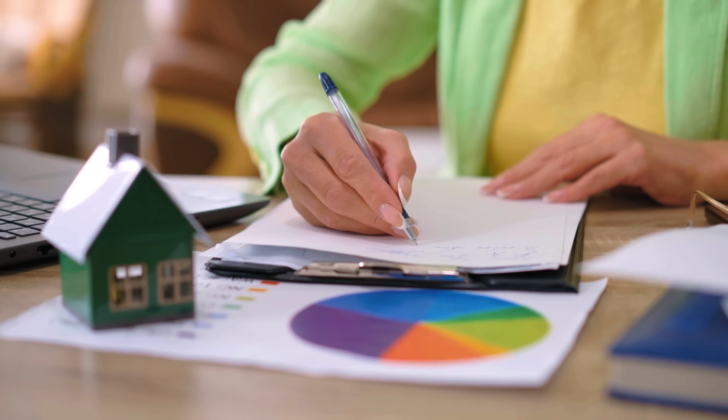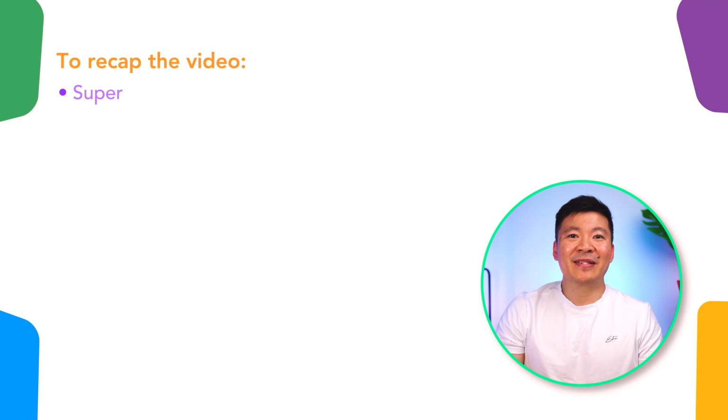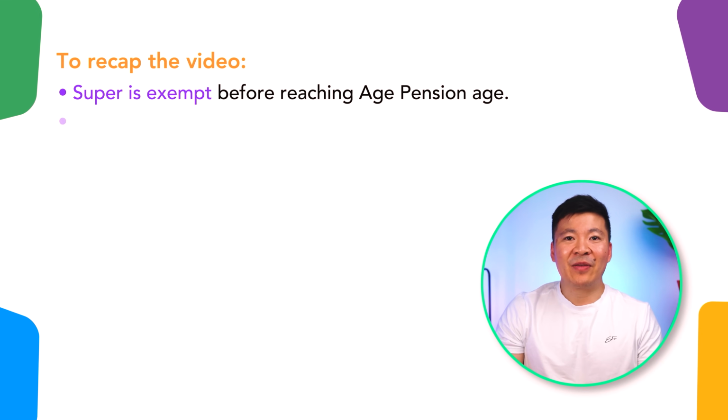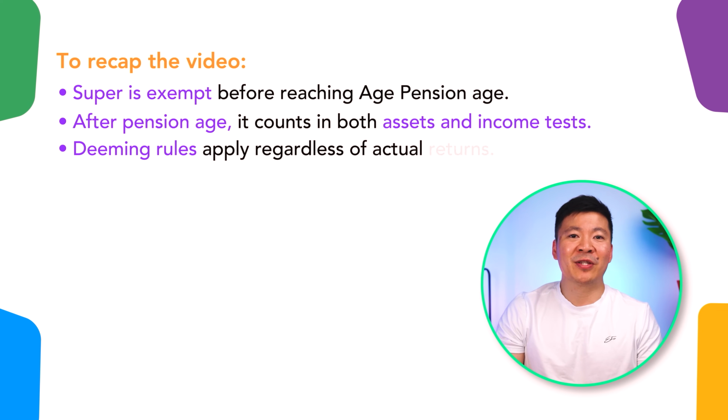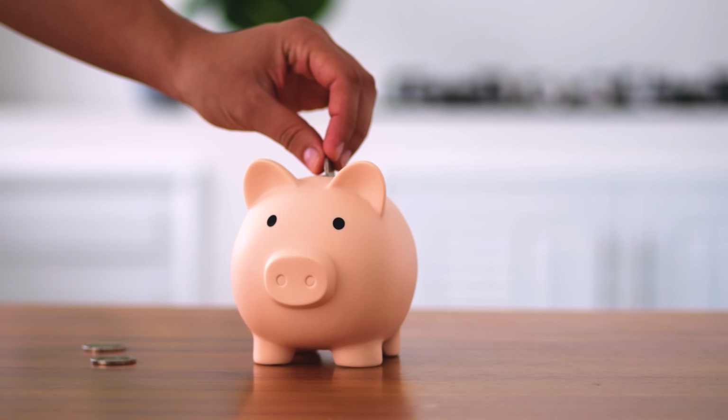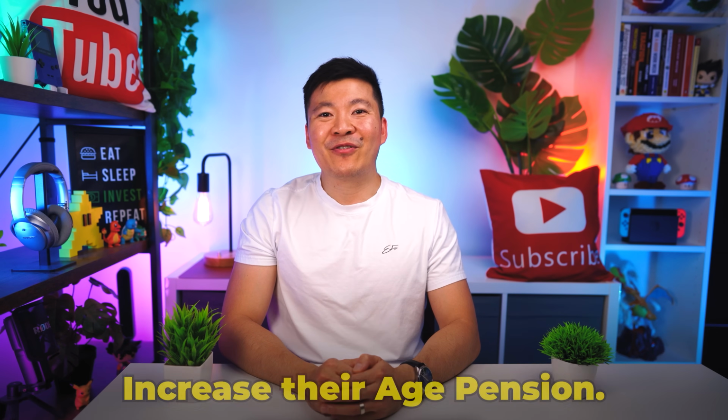Final thoughts. So in summary, we can see how superannuation affects the age pension in Australia and remains a crucial consideration when planning your retirement. To recap this video, super is exempt before reaching age pension age. After pension age, it counts in both assets and income tests. Deeming rules apply regardless of actual returns, and the worked examples in this video show how structuring your money strategically can lead to thousands of additional pension dollars each year. By understanding and using strategic approaches like moving super to a younger spouse or investing in exempt assets, the average Australian can increase their age pension payments while making the most of their retirement savings.